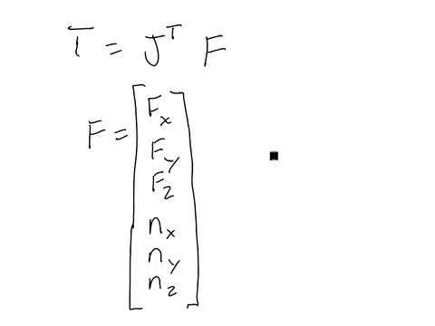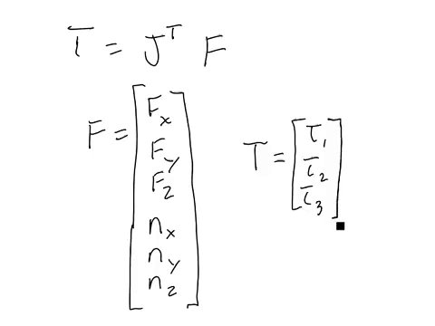The joint torques, then, are also very similar to the joint velocity vectors that we've looked at in the velocity Jacobian. We have one element of the torque vector for each joint. So, for example, we have the torque of joint 1, the torque of joint 2, the torque of joint 3, etc. We'll have one element of this torque vector for each joint.